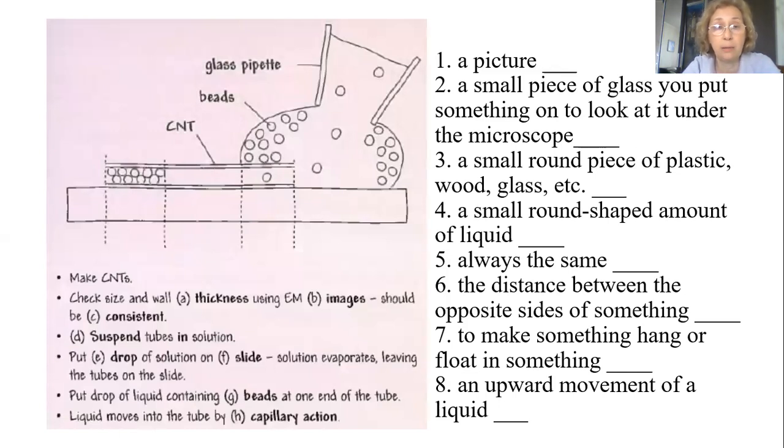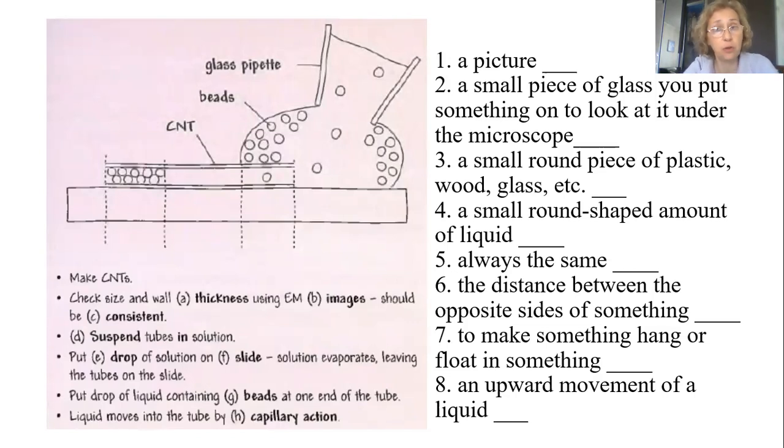So Kimiko has made some notes. And you can see that there are some words which are highlighted, for example, thickness, images, consistent, suspend, and so on. And to the right, we can see the definition. For example, number one is a picture. Which word has the same meaning in the notes? The word which is given, A, B, C, D, under the picture in bold. Which word has the same meaning?